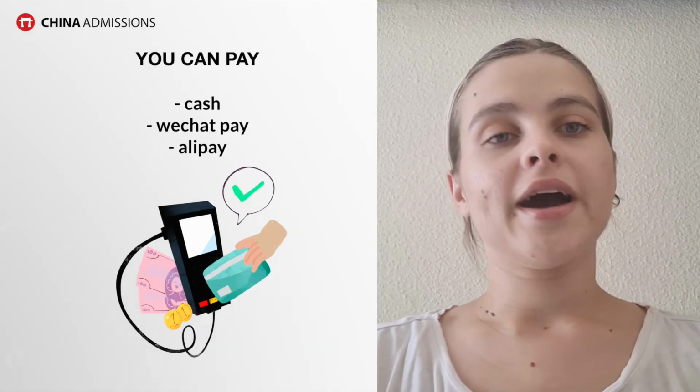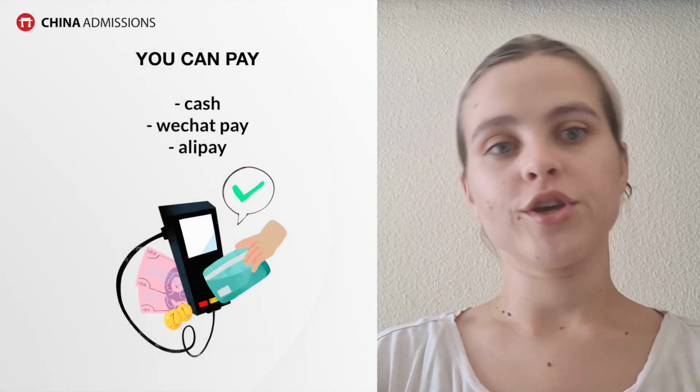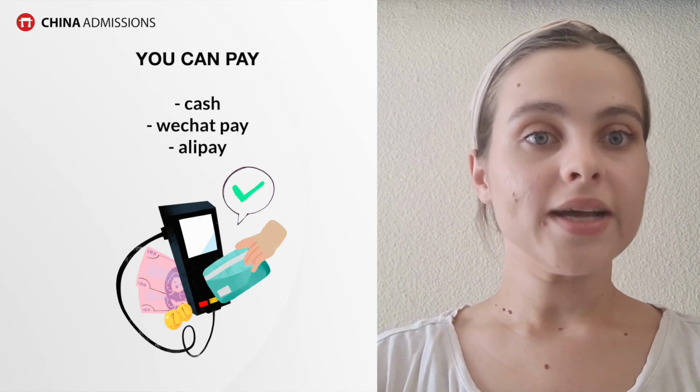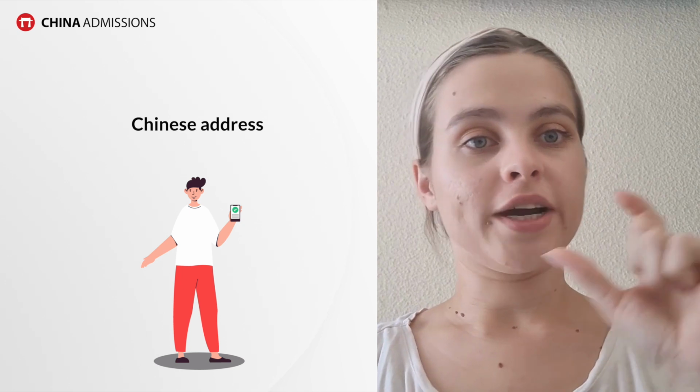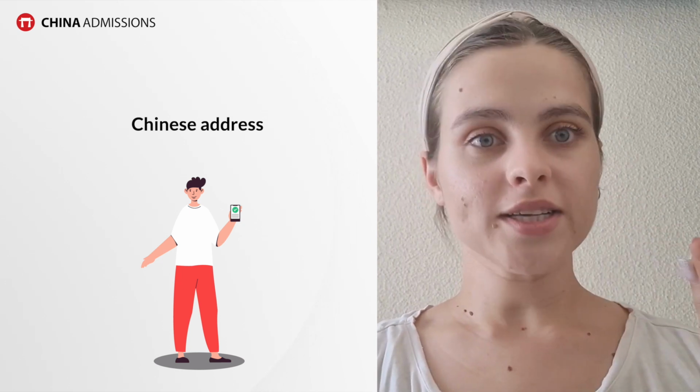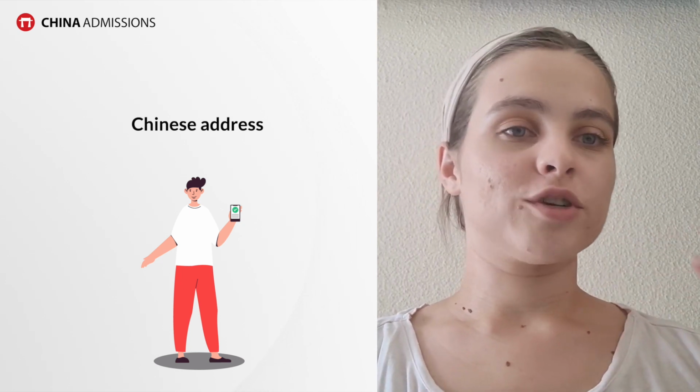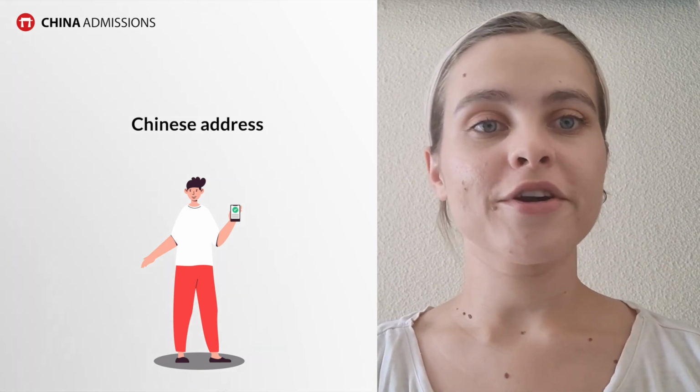Next, we're going to be going over taxis. Using taxis is probably one of the easiest ways for foreigners to travel around. You can pay either in cash, or through WeChat Pay or Alipay, and just make sure to have the Chinese name and the Chinese address written down, or screenshotted, that you can show to the driver. Don't assume that you can say it in English to them.